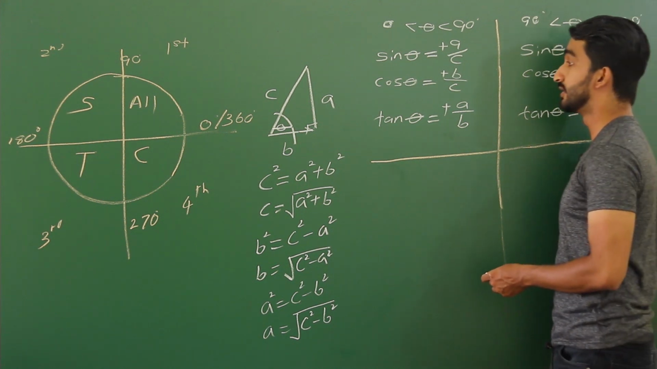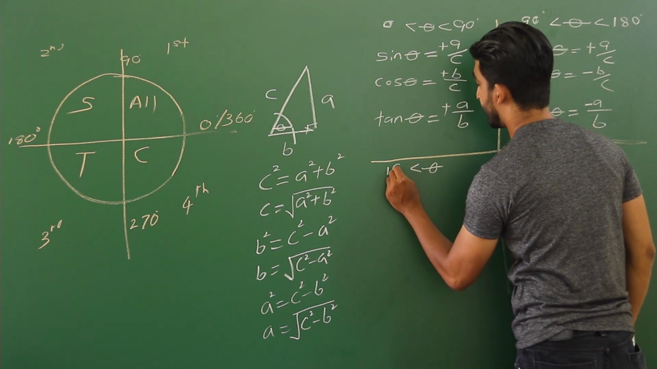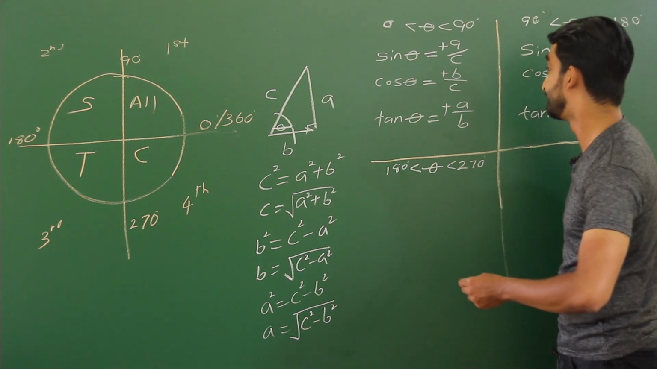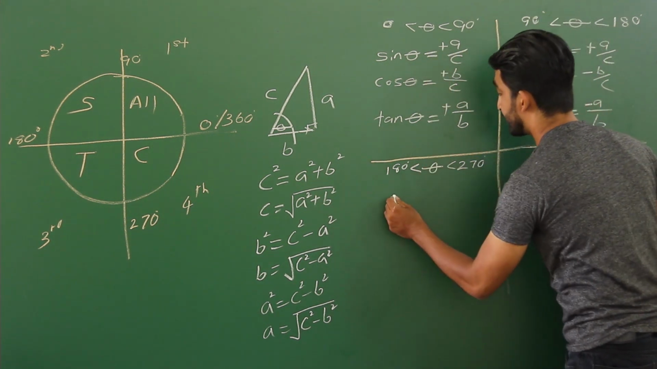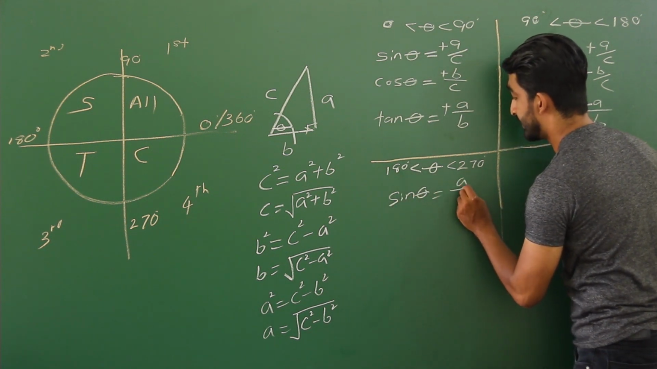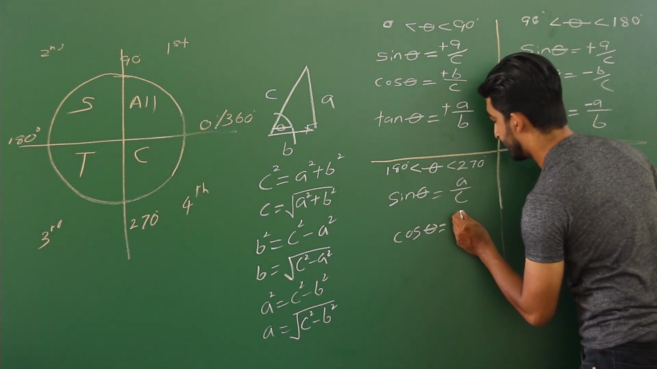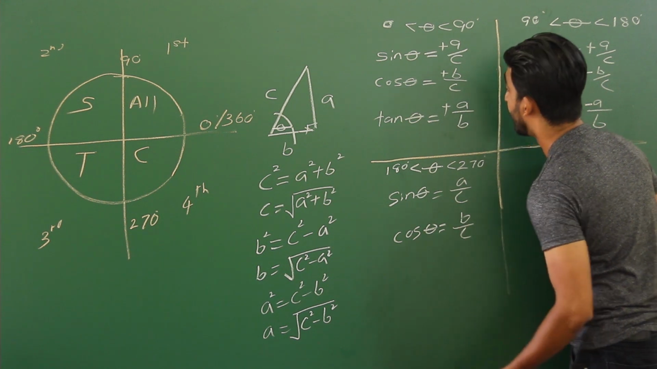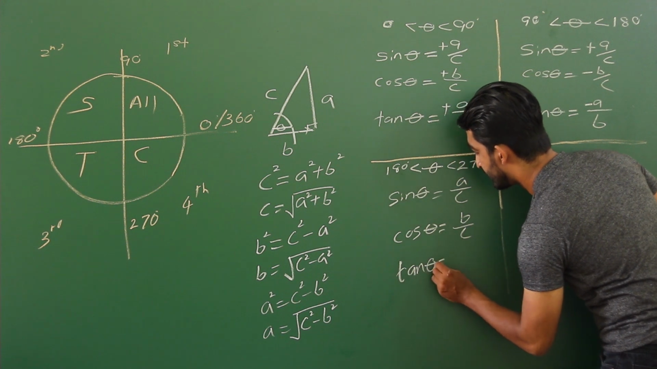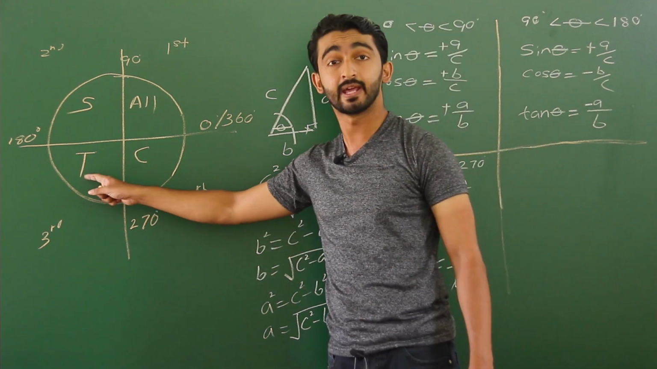Now in the third quadrant, let's say theta is between 180 degrees and 270 degrees. We just try these values first of all. Sin theta is A over C, cos theta is B over C, and tan theta is A over B. But in this third quadrant, only tan can be positive.